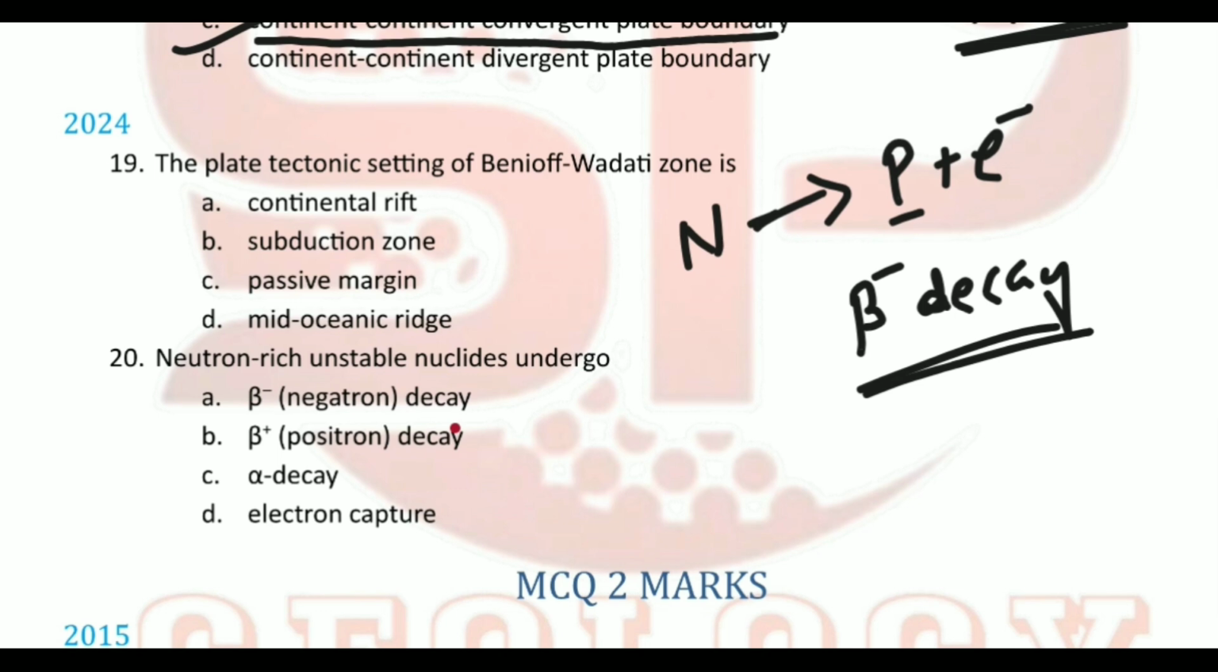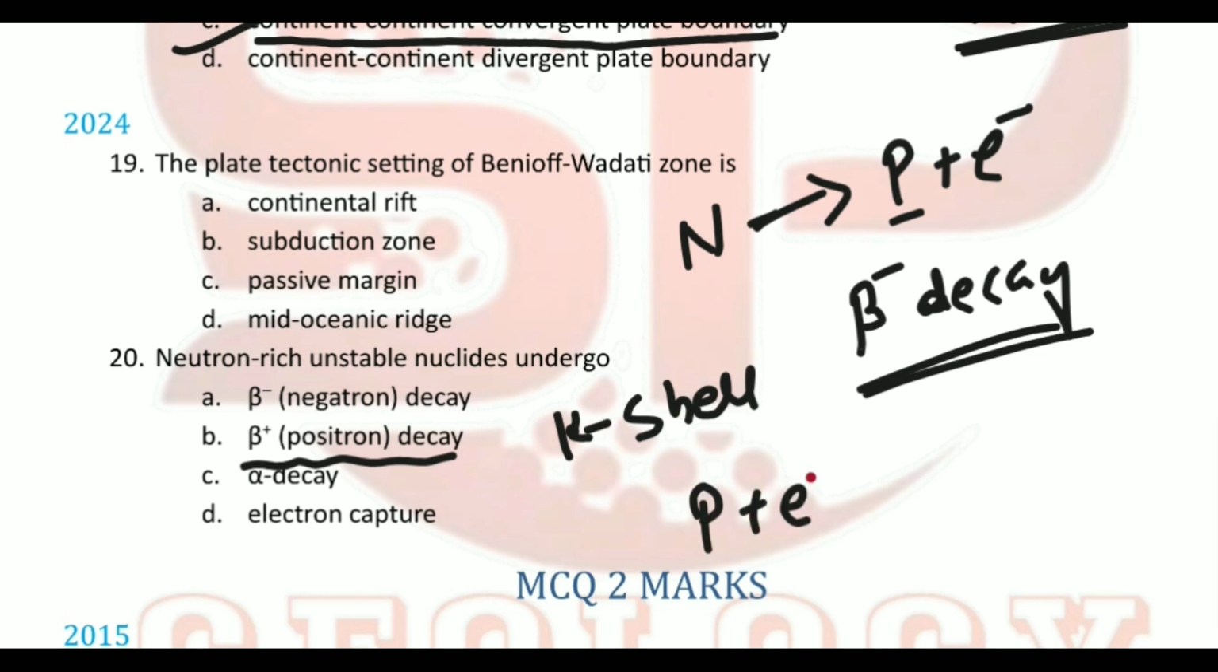Nuclei can also decay by capturing an electron from the K shell. A proton can capture an electron from the K shell to produce a neutron. So in beta minus decay, a neutron is converting to a proton, and in beta plus decay, a proton is converting to a neutron by capturing one electron. Beta plus decay is positron decay. Then there is alpha decay, a type of decay where the nucleus emits two protons and two neutrons.